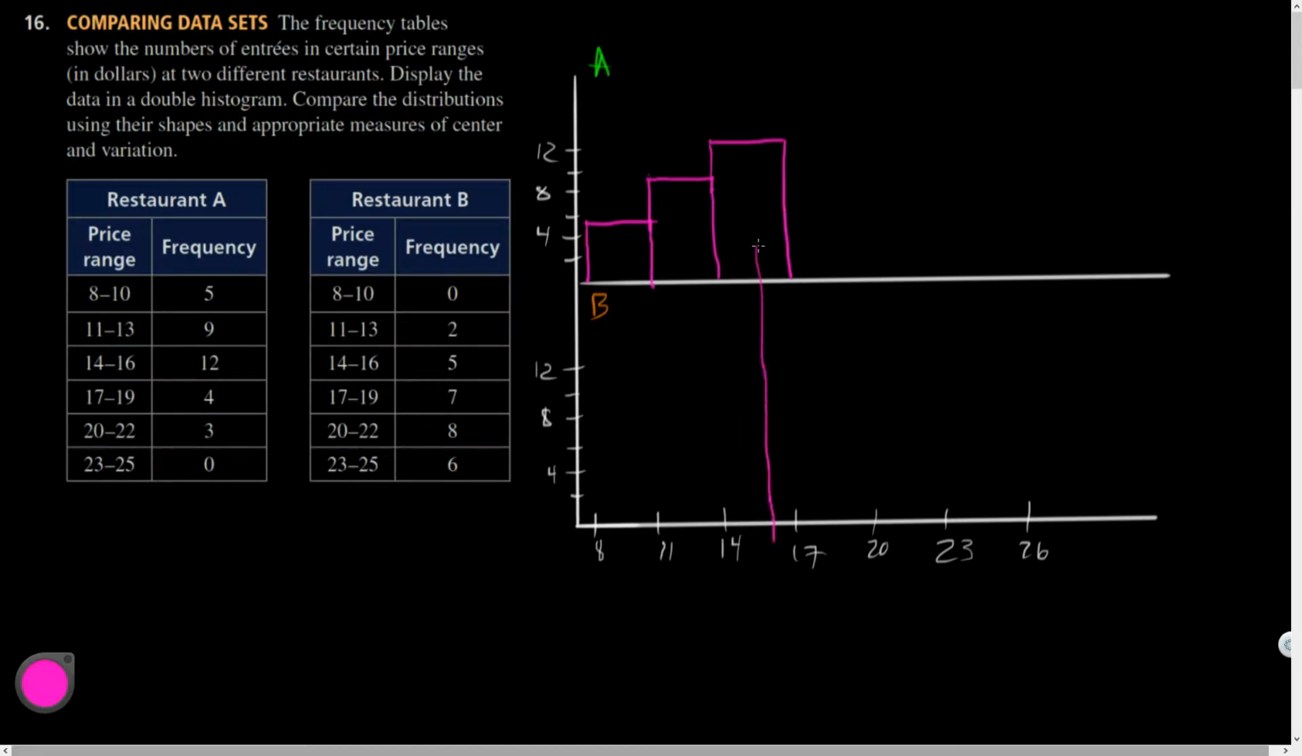Notice I'm trying to line it up with its respective x-axis spacing. Then I've got, looks like, 4. And then 3. And these are getting slightly wider. And then 0. So that's a column of height 0. Okay, so there's my histogram for restaurant A.